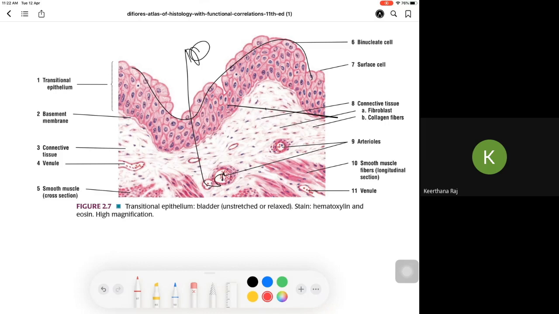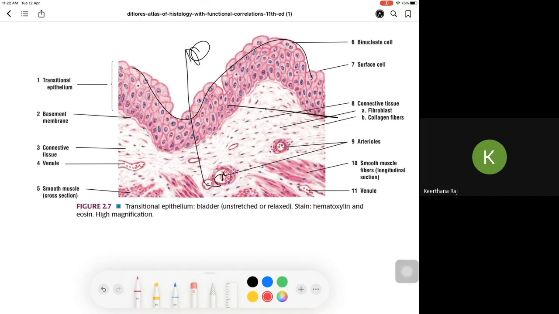So number 1 is a transitional epithelium, now we call it urothelial epithelium, and 2 is a basement membrane, 3 is connective tissue, 4 is venule, 5 is smooth muscle, and 6 is binucleate cell, 7 is surface cell, 8 is connective tissue which contains fibroblasts and the collagen fibers, 9 is arterioles, 10 is smooth muscle fibers in longitudinal section, and 11 is venules.